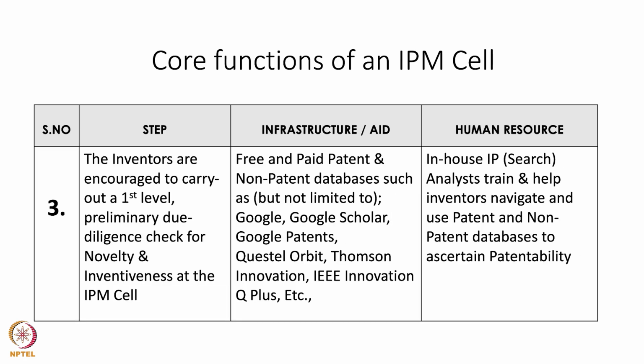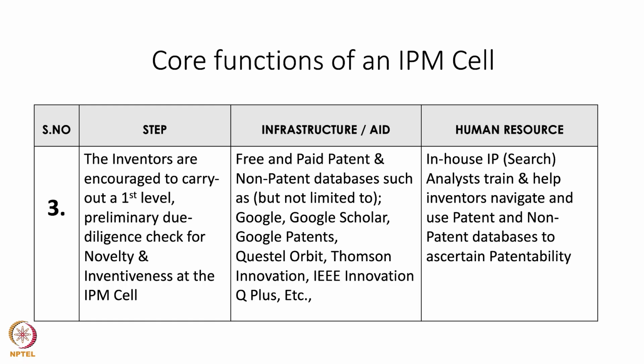The inventors are encouraged to carry out the first level preliminary due diligence check for novelty and inventive step at the IPM cell. Now the IPM cell relies on free and paid databases like Google Scholar and Google Patents, which are free, and the paid databases like Questel, Orbit, Thomson Innovation, IEEE Innovation, Q+, etc. Now the search is normally done in-house.